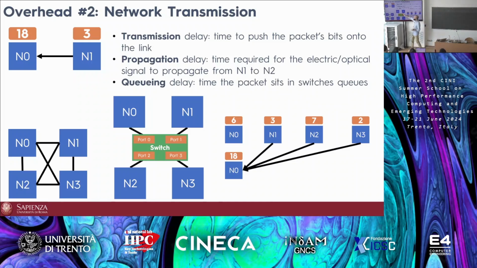Let me talk about this from a user perspective. There is not much that the user can do to improve that. It depends on the speed of your network interface card. If you buy a 100 gigabits per second NIC, that's what you get. There is something that the user can do to improve queuing delay. I will show you an example later, but that's basically the only thing that you can do.